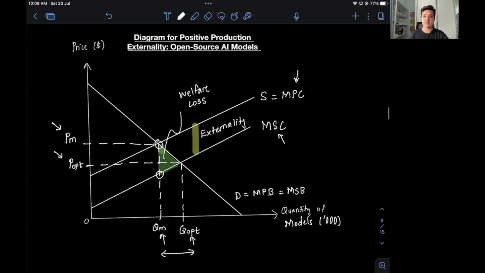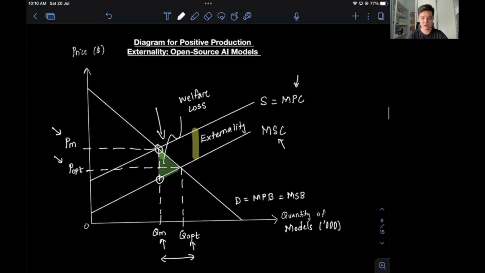And once again, this results in a welfare loss, which is reflected in the diagram as the green shaded triangle over here. So this is how to interpret the diagram when it comes to positive production externalities.